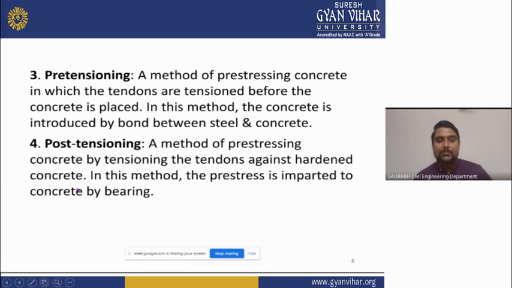Now, first we will see pre-tensioning, a method of pre-stressing concrete in which the tendons are tensioned before the concrete is placed. In this method, the pre-stress is imparted through the bond between steel and concrete. And post-tensioning is a method of pre-stressing concrete by tensioning the tendons against the hardened concrete. In this method, the pre-stress is imparted to the concrete by bearing.